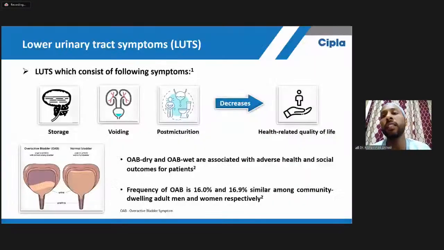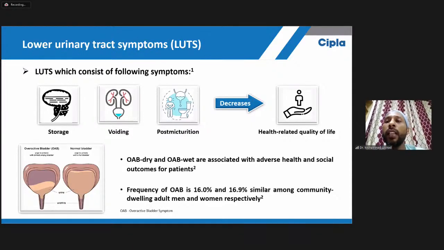It has been seen that these two things out of the four storage symptoms, urge incontinence and urgency, cause the most bother to health-related quality of life, which decreases the patient's quality of life. There are many types of overactive bladder, but broadly it is defined as a dry type or a wet type. Dry type is when there is no urge incontinence, while the wet type is associated with urge incontinence. So the basic difference between these two types is that incontinence is present in the wet type and absent in the dry type.